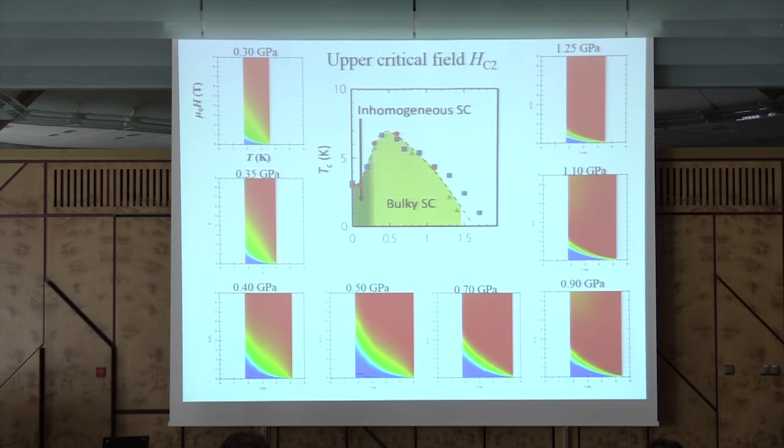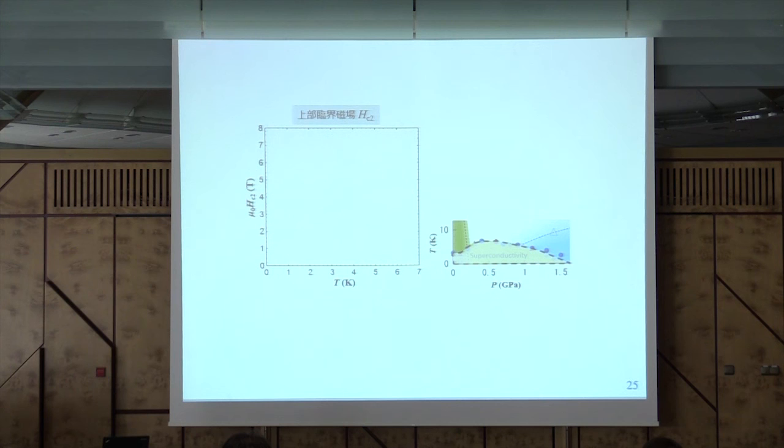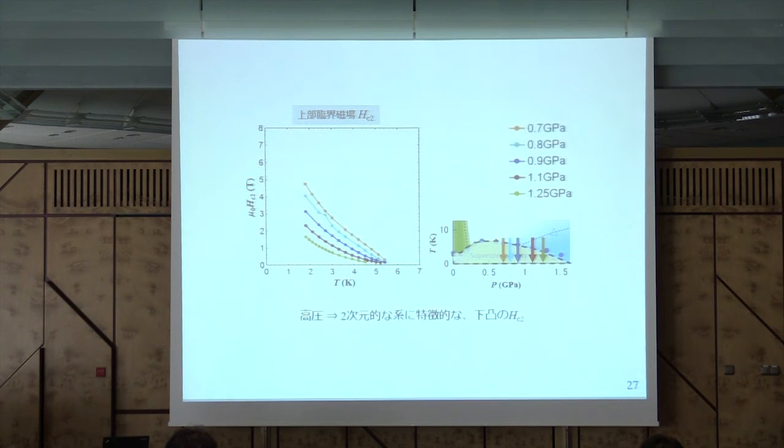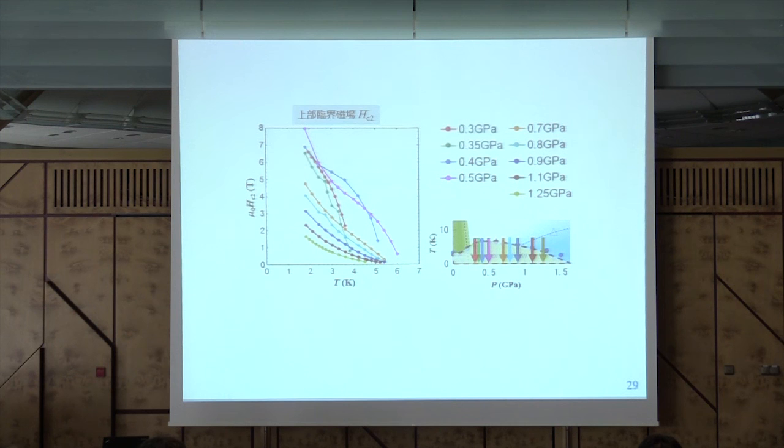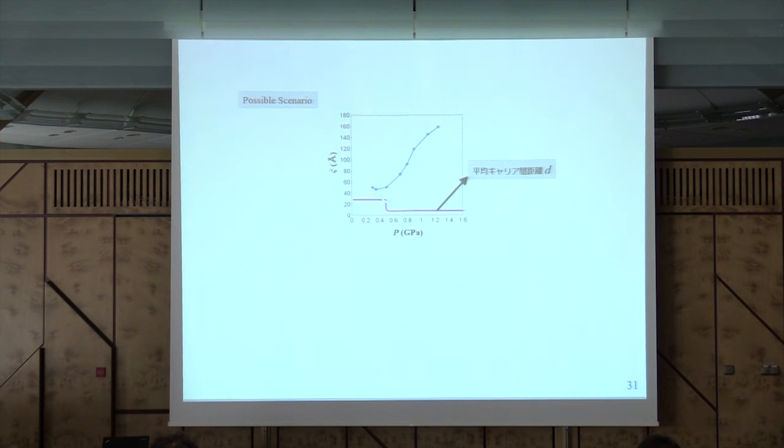Okay, this is the systematics. If you take the upper critical field by 90% recovery of the resistivity, the upper critical field is like this. And the high pressure region is like this, here, 0.05 gigapascal here. And at low pressures, a very steep slope. This means the coherence length is very, very short in these low pressure regions. Okay, this is the coherence length. And this is the average carrier spacing.